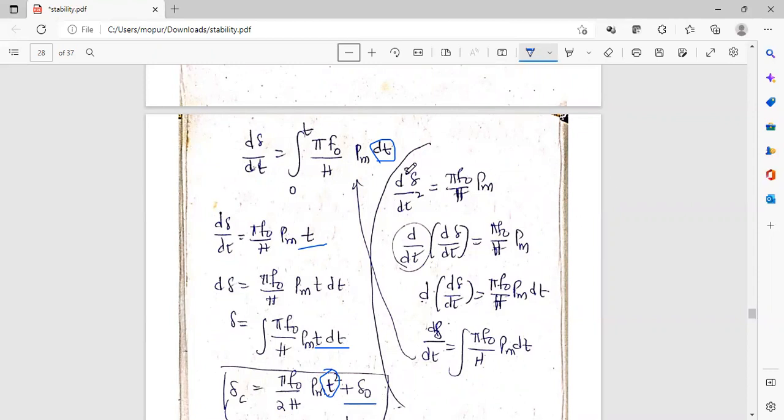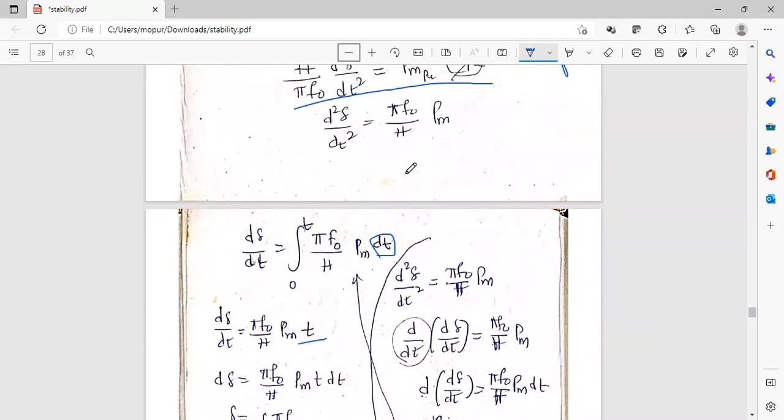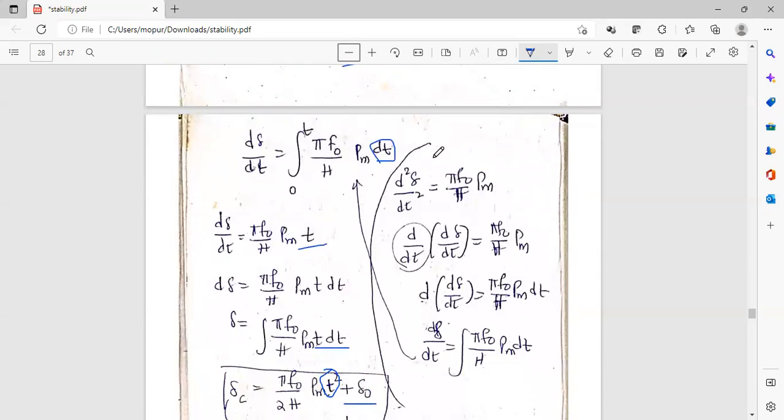See here, actually, how this equation is there, no? This equation can be written as d square del by dt square, which can be written as d by dt of d del by dt. I can send this dt to the other side. So what I will get? D of d del by dt is equal to pi f naught by h Pm into dt. When I send this differential to the other side, I am getting integral. That is, this is that equation.